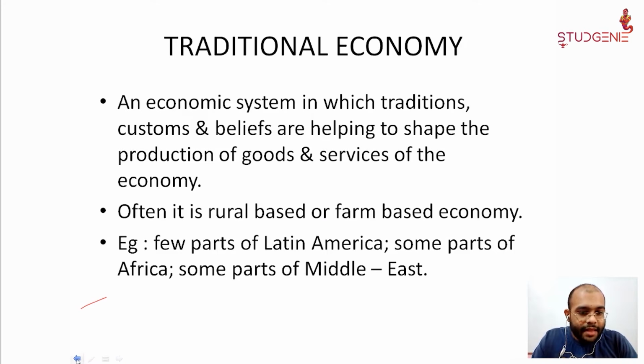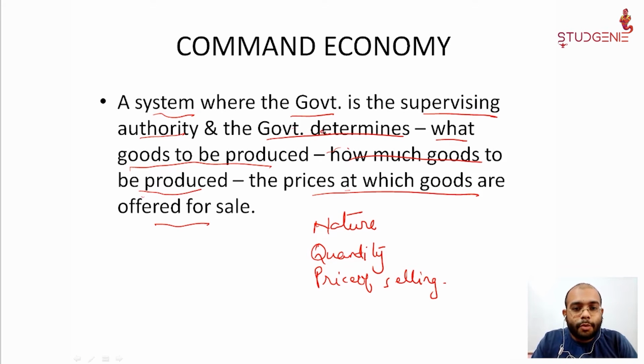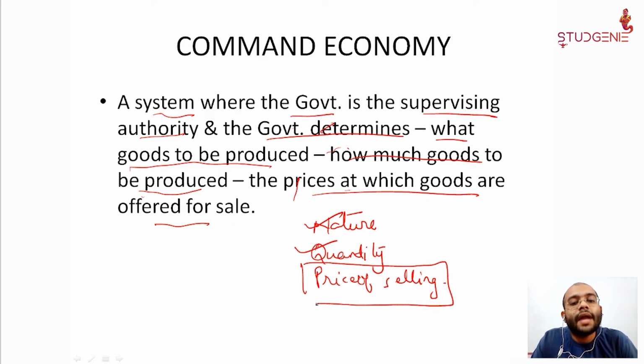Government will identify the nature of the goods to be produced in that economy, and government will identify the quantity of goods, how much to be produced in that economy, as well as the maximum retail price, so that at this price only this good could be sold. The price would be determined by the government as well.